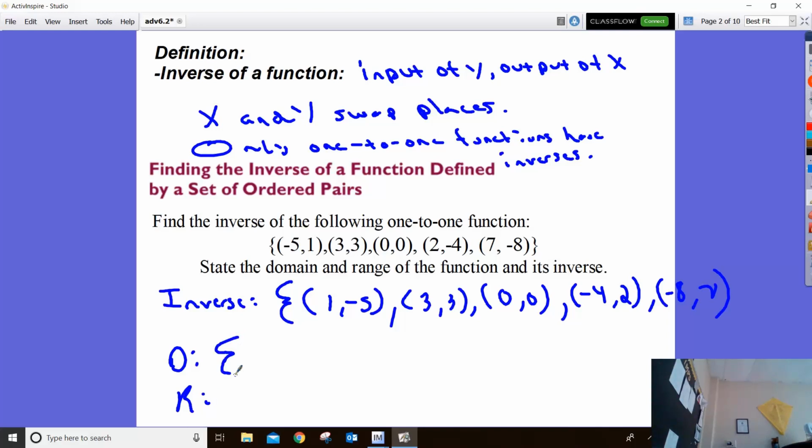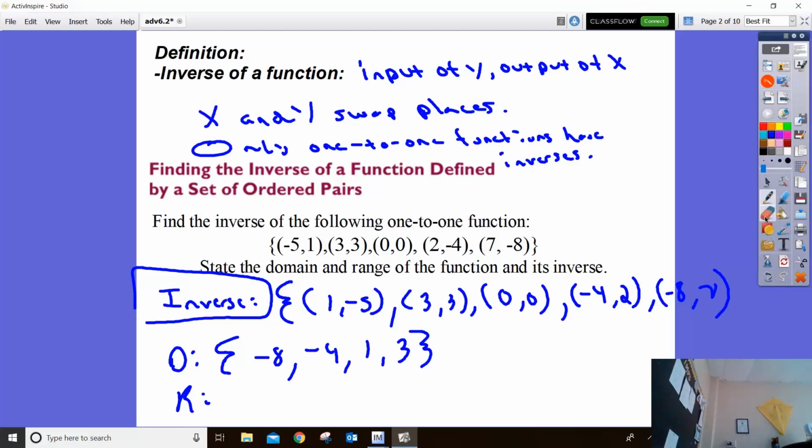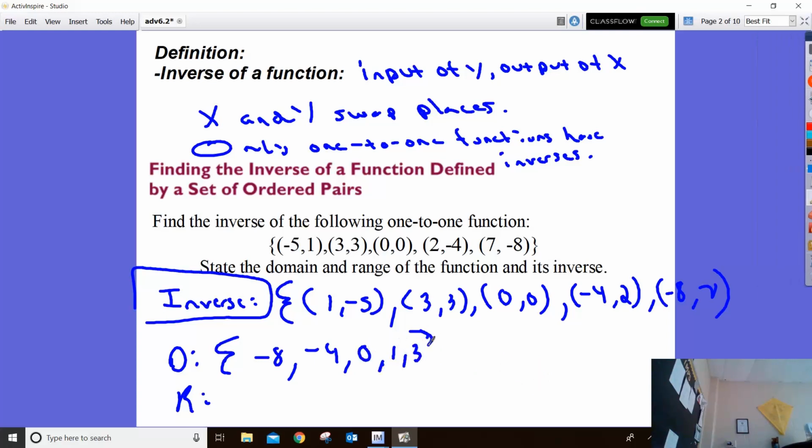Up here, negative 8, and negative 4, 1, 3. I forgot to write the domain of the function. I'm talking about the inverse here, the inverse only. I just ignored it for some reason. It's all me. I meant to write down the domain of the function, but I didn't. We'll talk about it in a second.